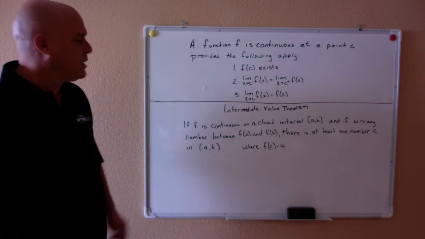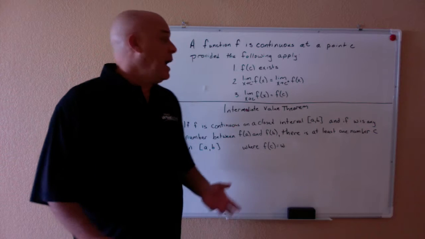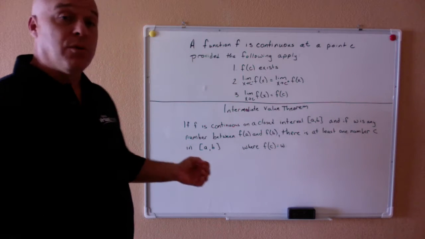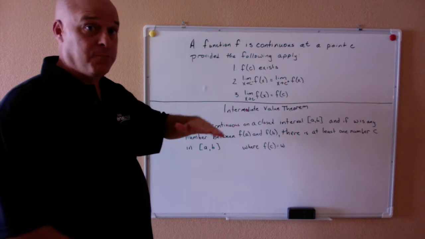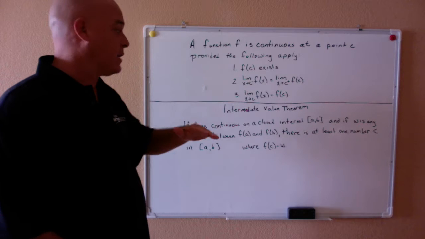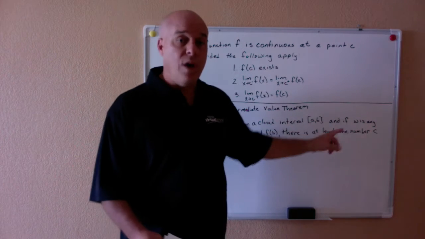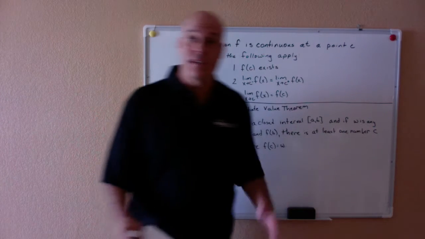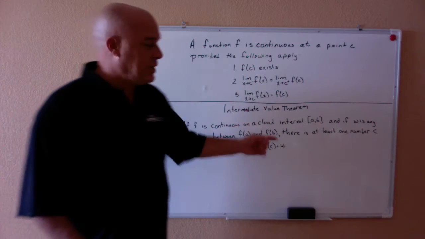The definition says, if f is continuous on a closed interval [a, b], and if some value w is any number that's between f of a and f of b, so we're talking about the y value. So w is somewhere on the y-axis, and it's between f of a and f of b, then there is at least one number c that falls inside the interval from a to b. c is going to be an x value between a and b, where f of c is equal to w.